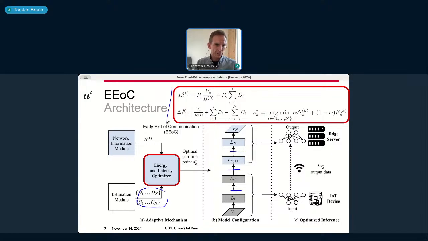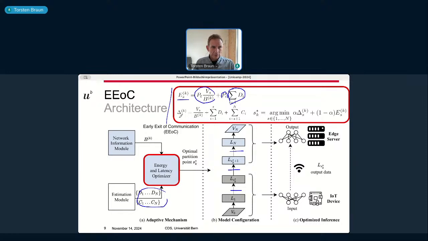And here you see some formulas where we first calculate the energy which is consumed on the IoT device only. That means we have two components for the energy consumption. This component calculates the energy caused by the transmission. So you see it depends on the available bandwidth, the amount of data, and the power we need for the transmission. And this term calculates the time we need to process a certain number of layers on the IoT device, and this is the power consumption for the computation.